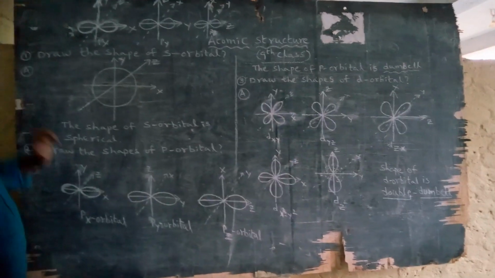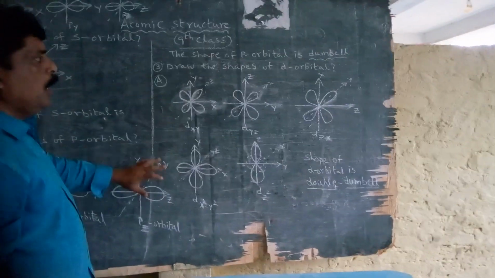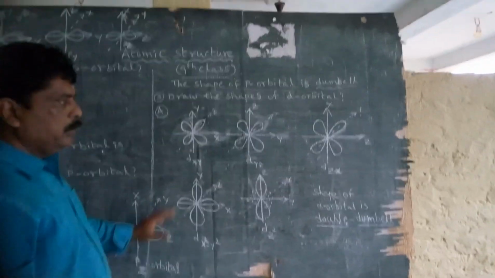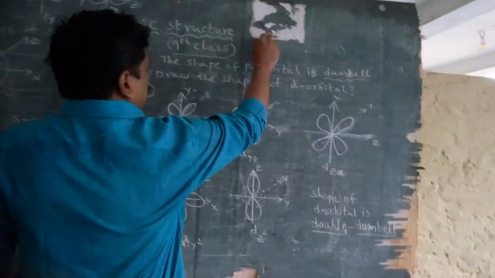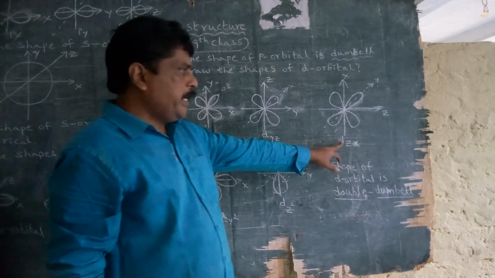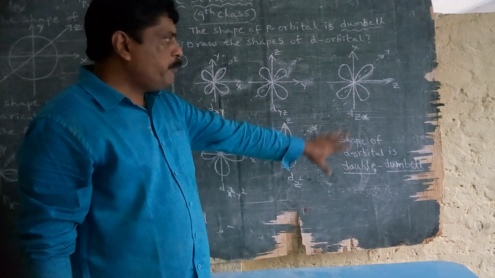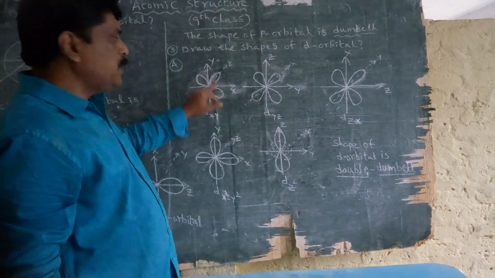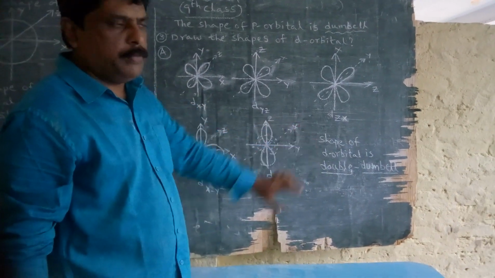Next, another one is draw the shapes of the d orbital. We already know that there are five shapes of the d orbital: dxy, dyz, dzx, dx square minus y square, and dz square. In the shape of the d orbital, there are two dumbbells. It is called a double dumbbell. The shape of the d orbital is double dumbbell.